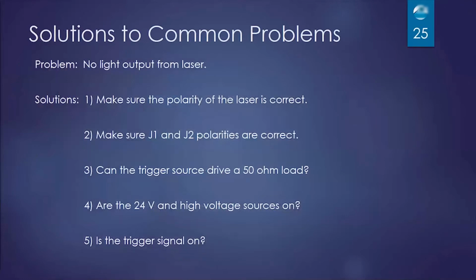What if you have no light output from your laser? There are a few possibilities of what's going on. One, you need to make sure the polarity of your laser is correct. Two, make sure the polarities of J1 and J2 are correct. That's your IMON cable and your input, your control cable. Three, can your trigger source actually drive a 50 ohm load? You're not going to be able to drive this with digital logic directly because digital logic cannot drive a 50 ohm load. Are both the 24 volt and the high voltage sources on? And is your trigger signal on?